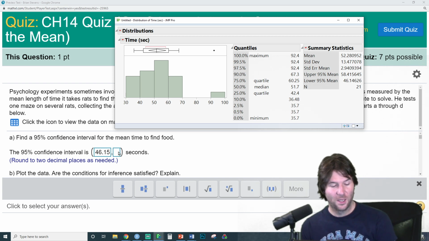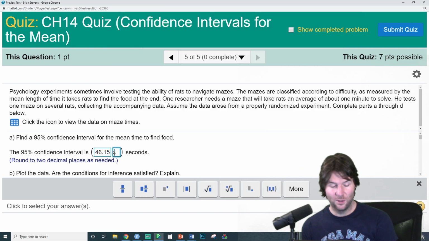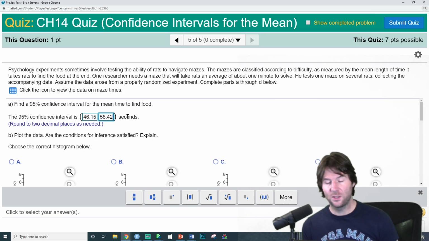I'll help you out there. So 58.42, because watch me get something wrong by rounding. 58.42 is that one right there. And remember, we should understand what this interval means.